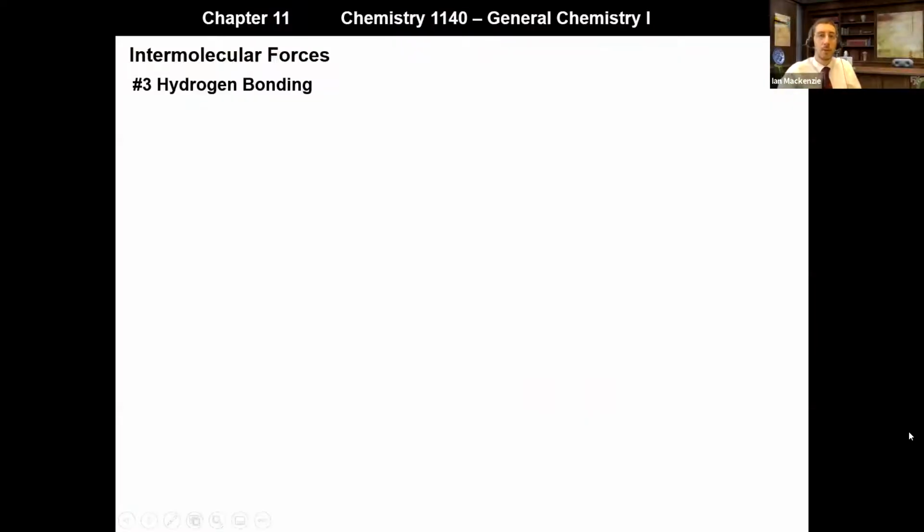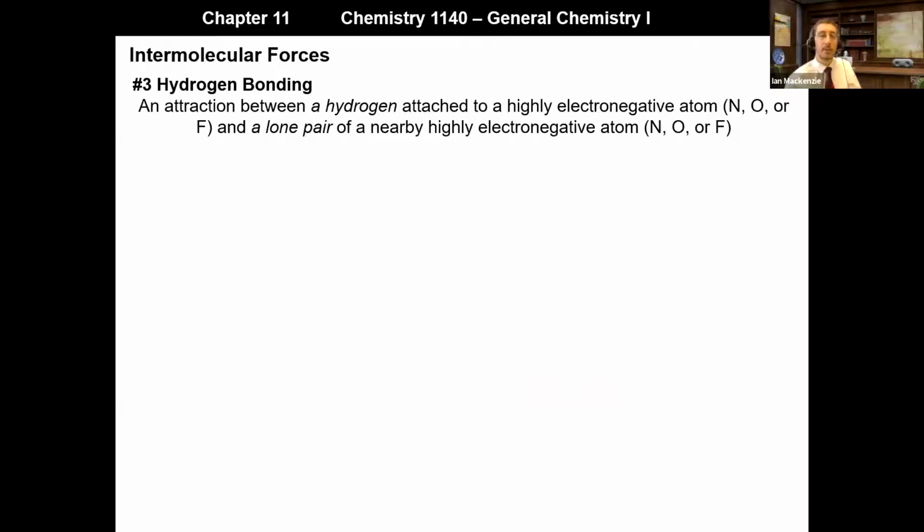Now we come to the third intermolecular force. This is hydrogen bonding. What exactly is hydrogen bonding? We may have heard of it before, but may not remember exactly what it is. Well, hydrogen bonding is defined as an attraction between a hydrogen that's attached to a highly electronegative atom. For our purposes, those will be nitrogen, oxygen, and fluorine. And so it's an attraction between a hydrogen that's bonded to one of those atoms and a lone pair of a nearby highly electronegative atom, so nitrogen, oxygen, or fluorine.